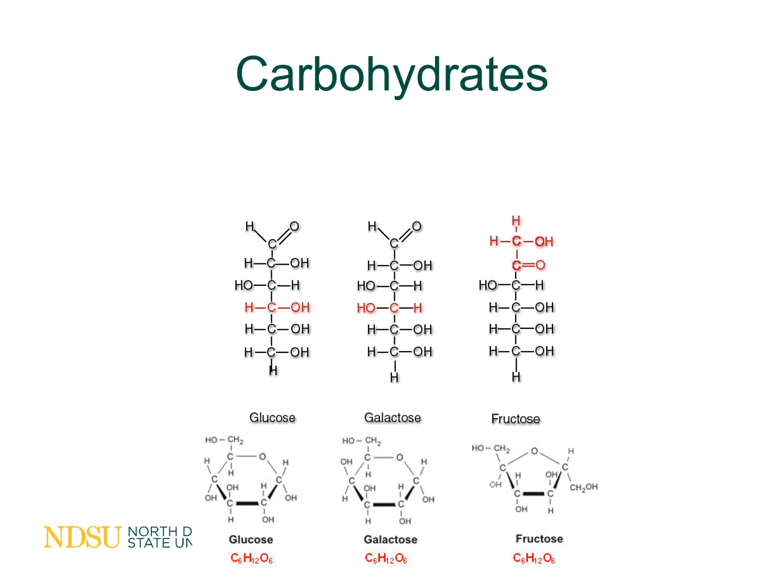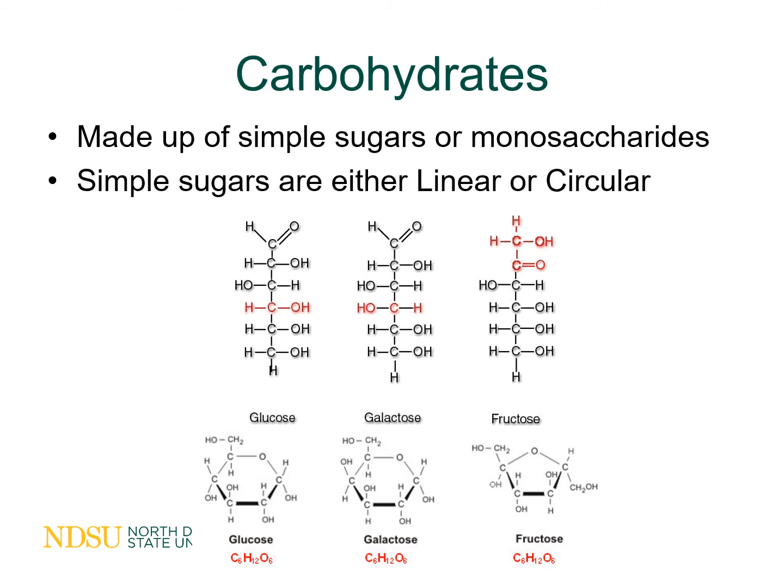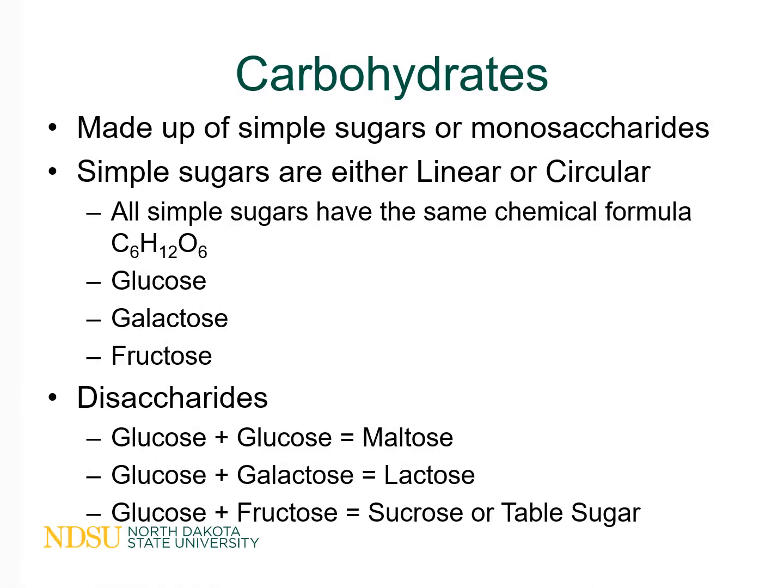All right, now we're going to start talking about carbohydrates. So carbohydrates are made up of simple sugars or monosaccharides. Those are identical terms. A simple sugar is the same as a monosaccharide. Both can either be linear or circular. In the body, they just kind of spontaneously go through these forms. It's not necessarily important that you memorize these structures right now, but just understand that they can be linear or circular. Again, they're either linear or circular, but they all have the same chemical formula.